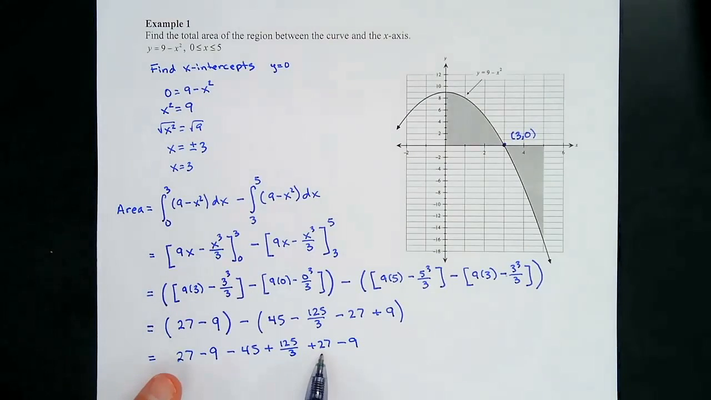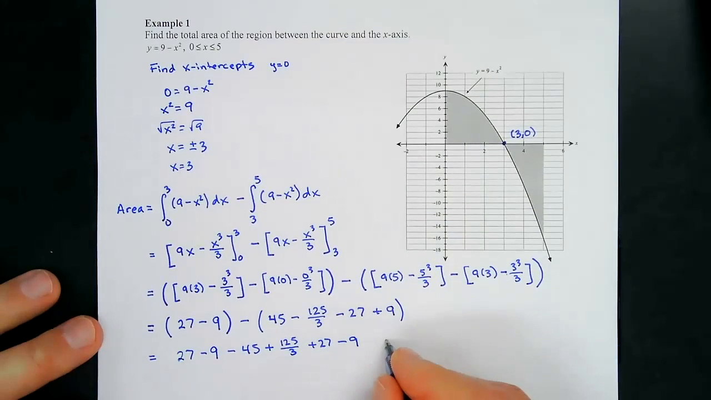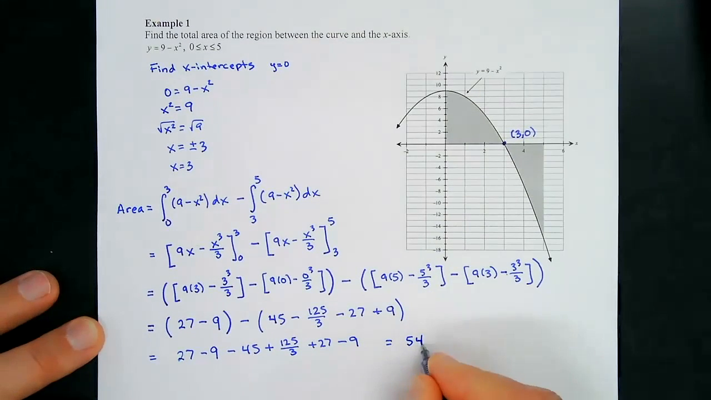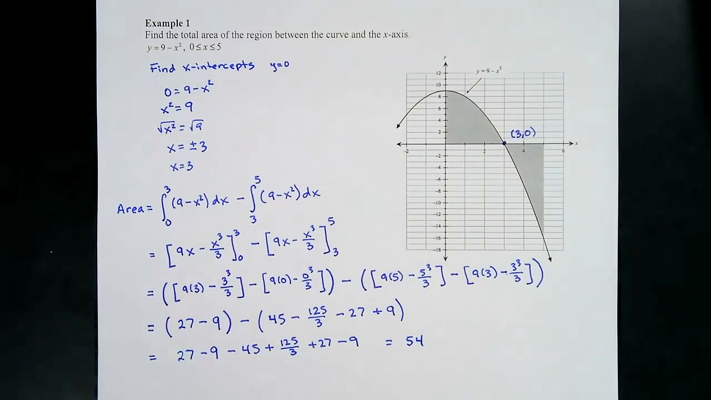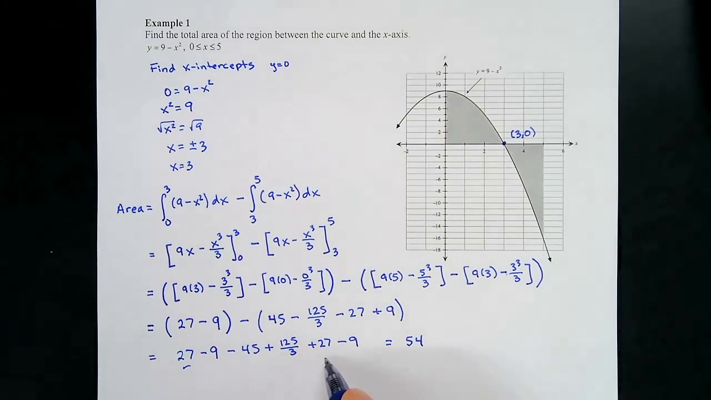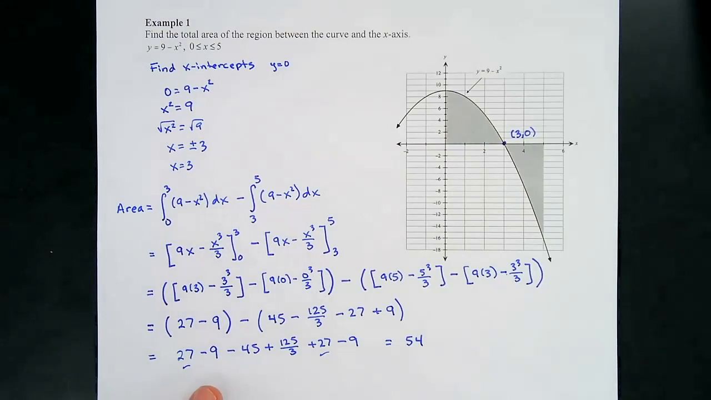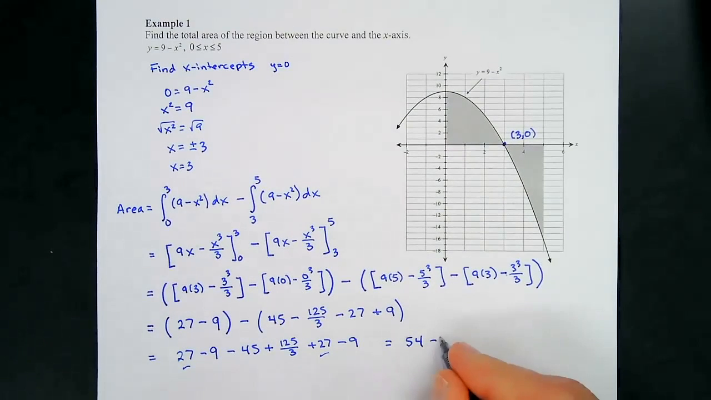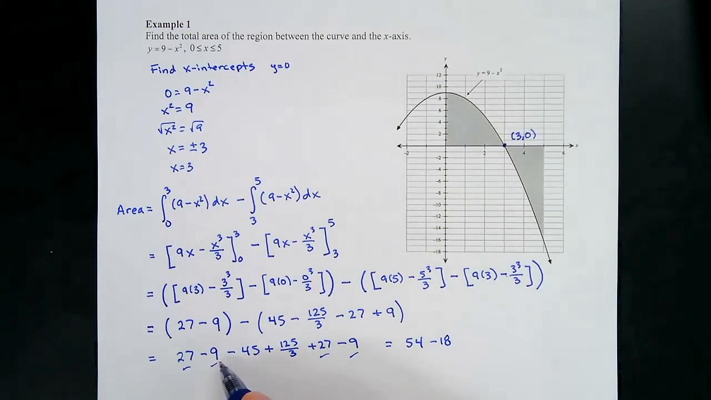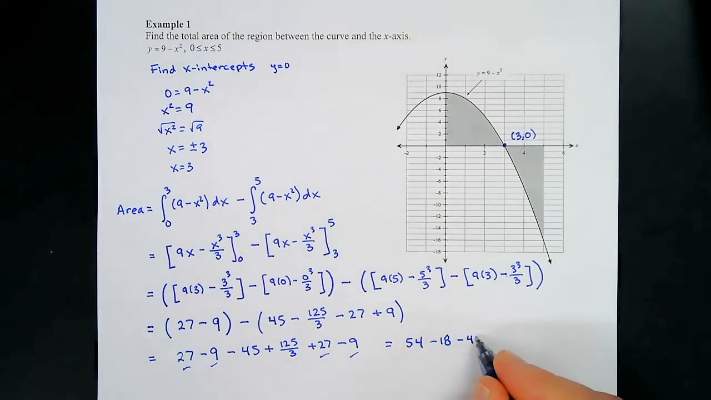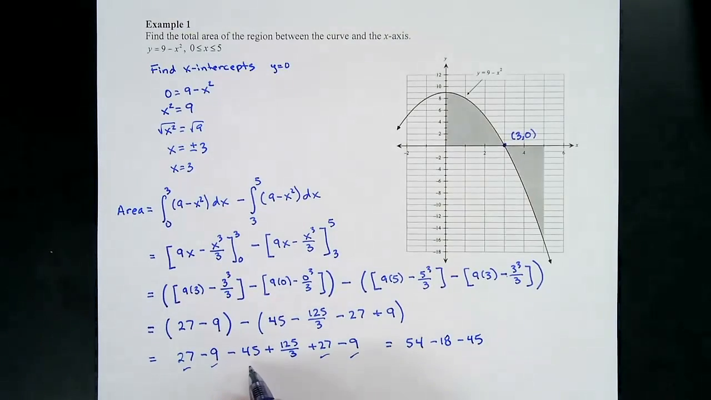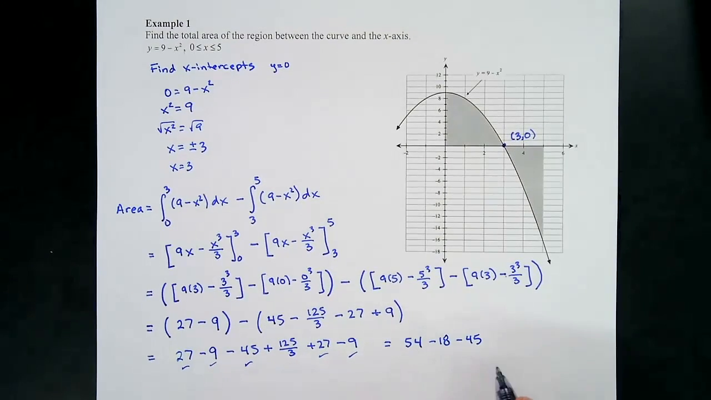Okay, so the 27 and 27 make 54. You need to be able to do this without a calculator, so that's why I'm just mentally practicing. So 27 and 27 make the 54. And I'm grabbing stuff that's easy to add. So I'm going to put a check there and there because I've already done those. Negative 9 and negative 9 make minus 18. So I've taken care of those. And then minus 45, and then plus the 125 over 3.